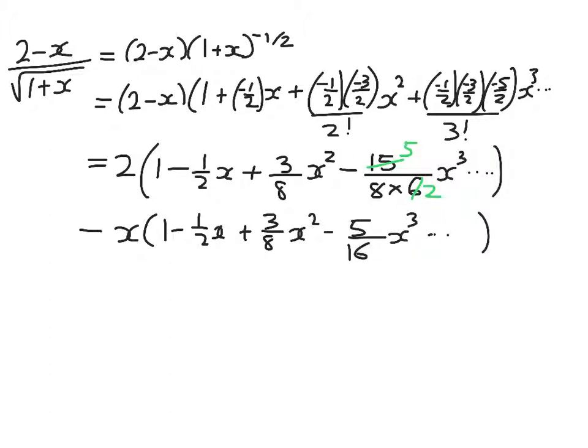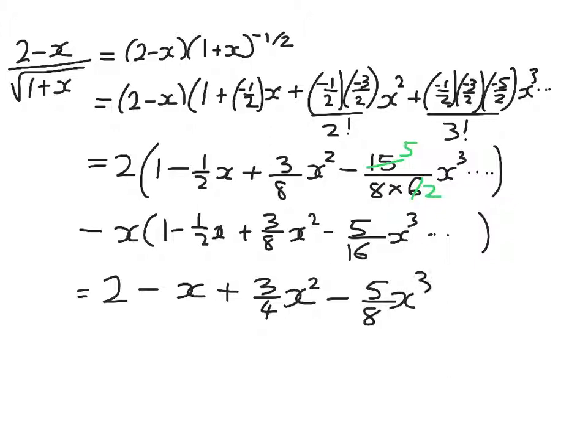Right, so far I've just written it out in our usual way. What I'm going to do next is line up, using place value, the degree of each term. So the first one I'm going to have 2 minus x plus 3/4 x squared minus 5/8 x cubed, dot dot dot, and then underneath I'm going to do this expansion.